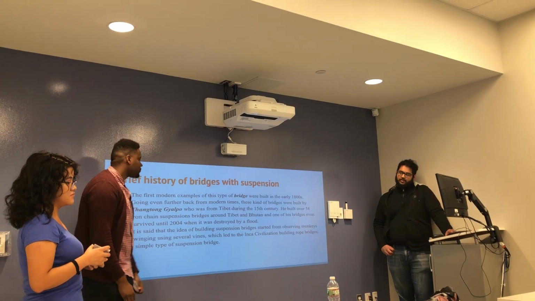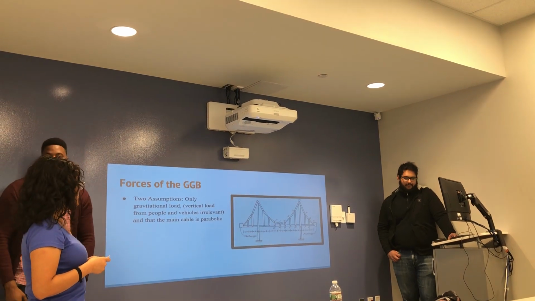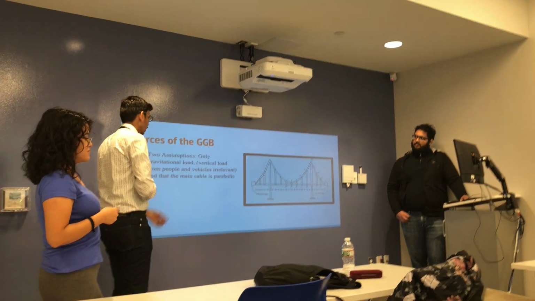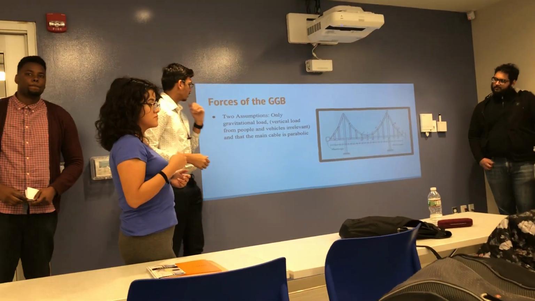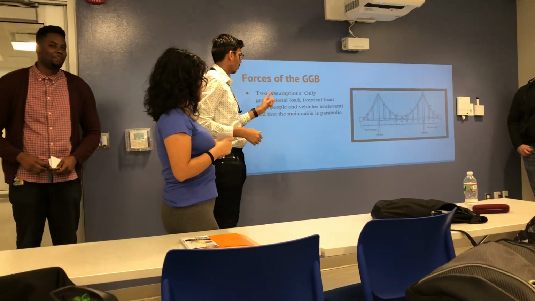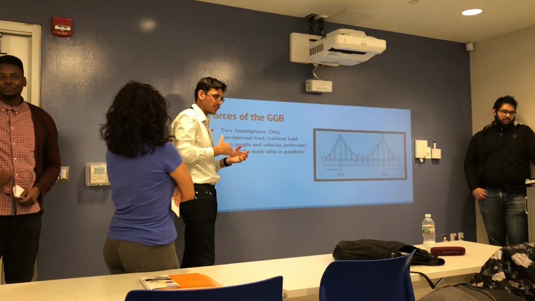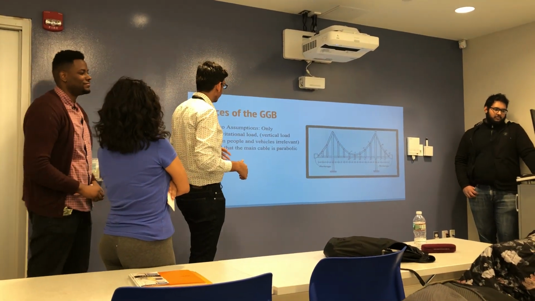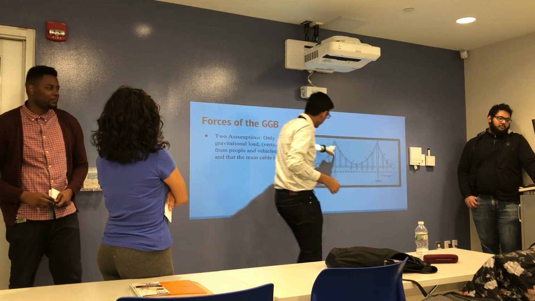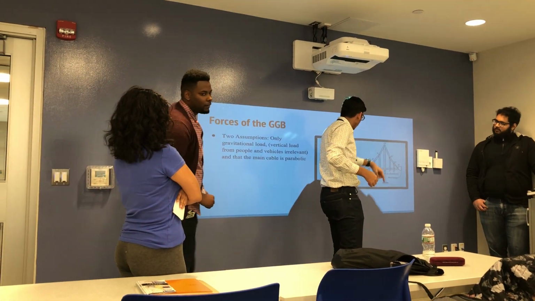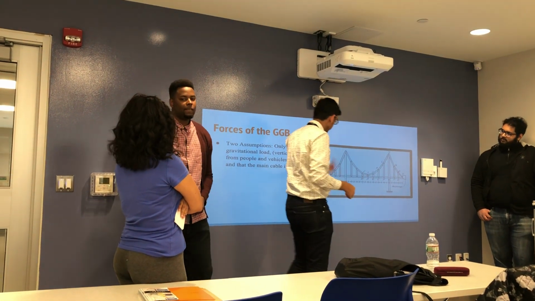So now there are two assumptions made from the first thing. The first is that there is only gravitational load. The vertical load is already taken by the vehicles and the people that are going on. And the second is that these cables are parabolic because they can take more load that way.